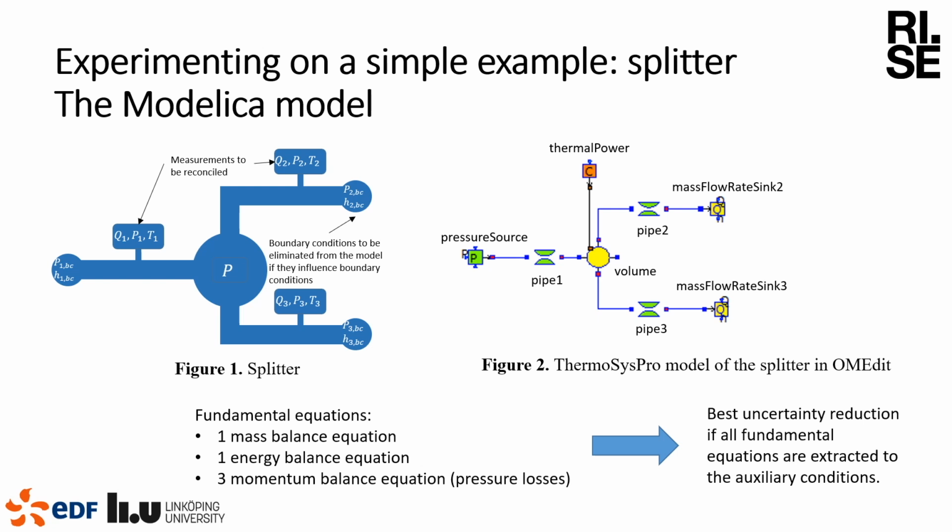The objective of the extraction algorithm is to extract the fundamental equations, namely one mass balance equation, one energy balance equation, and 3 momentum balance equations from pressure losses to the auxiliary conditions equations, that is set C, to have the best uncertainty reduction.